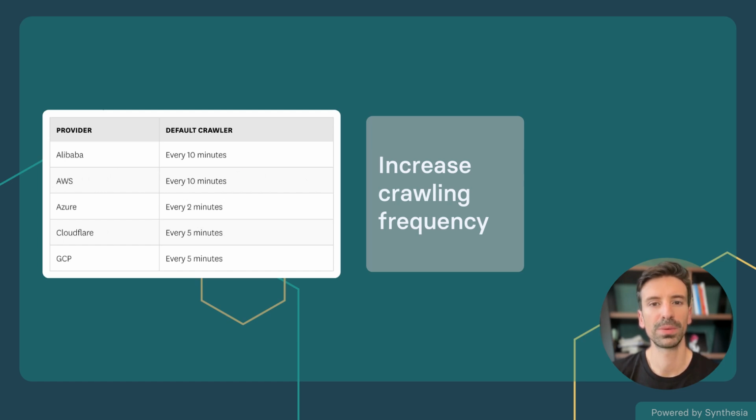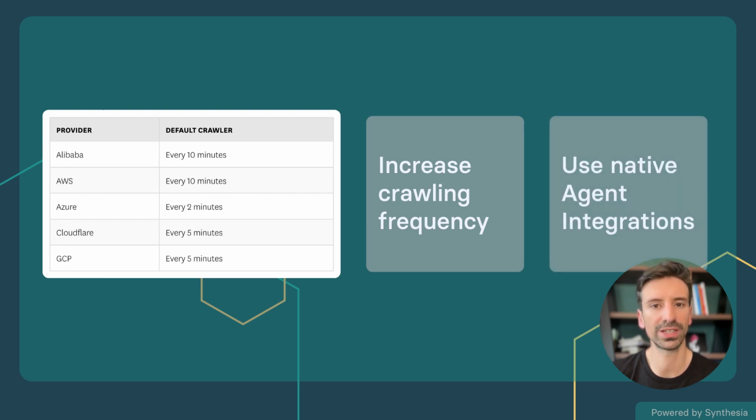Another way to get real-time data is through native data collection with agent integrations. For certain data like host-level metrics, you can use the Datadog agent. This gives you more detailed and immediate information compared to the crawlers.